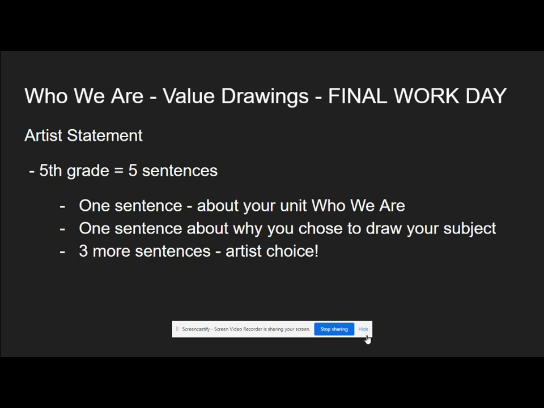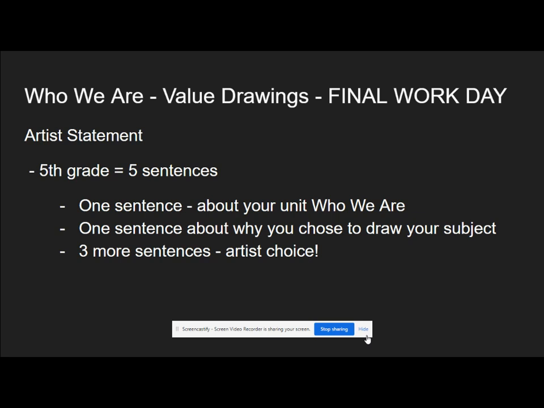Okay. Your second sentence is why you chose to draw your subject. If you chose to draw your dog, why did you choose to draw your dog? If you chose to draw something abstract, why did you decide to do that? If you decided to illustrate a quote that meant something to you, to write out the letters and possibly even add some drawings or pictures that support what that means, why did you decide to do that? Why did you choose to make the final drawing that you did?